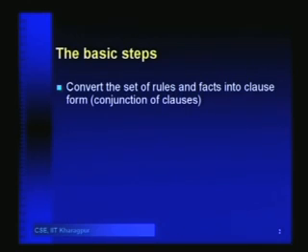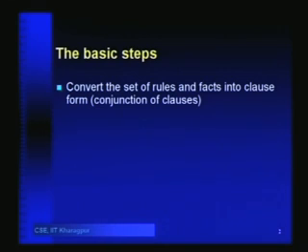We will first convert the set of rules and facts into clause form, and recall that in the last class we had discussed that a clause form is a conjunction of clauses, and each of these clauses can be a disjunction of predicates or their negations. So, that is the clause form. In the clause form we have only the universal quantifiers, and all of those universal quantifiers are pushed to the left. So, any variable that we have in the clause form is universally quantified from the outside, right.